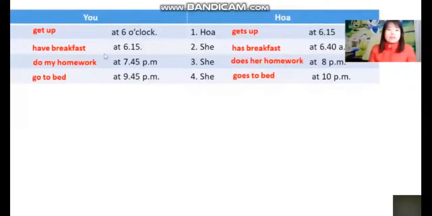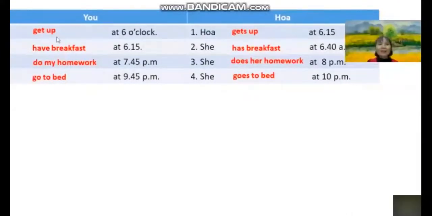Third person. Column one: I cannot get up. But she gets up. I have breakfast. She has breakfast. I do my homework. She does her homework. I go to bed. But she goes to bed.